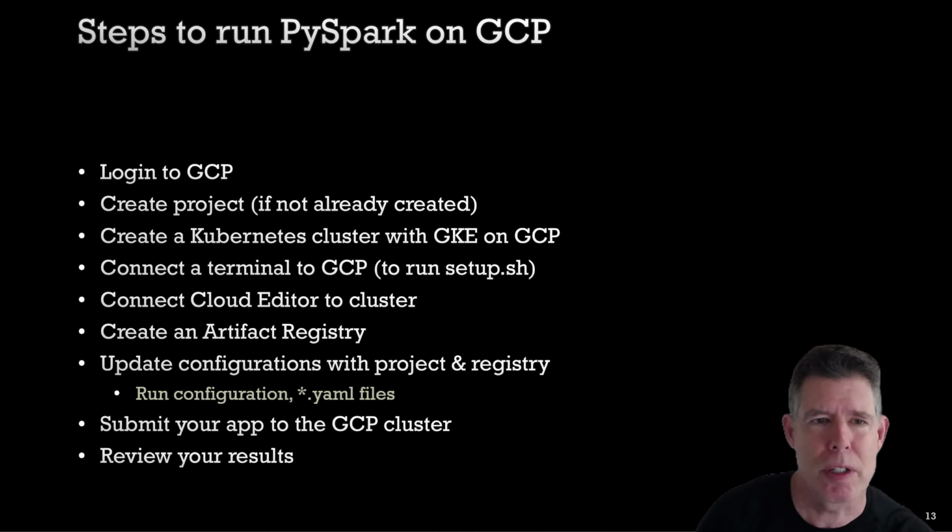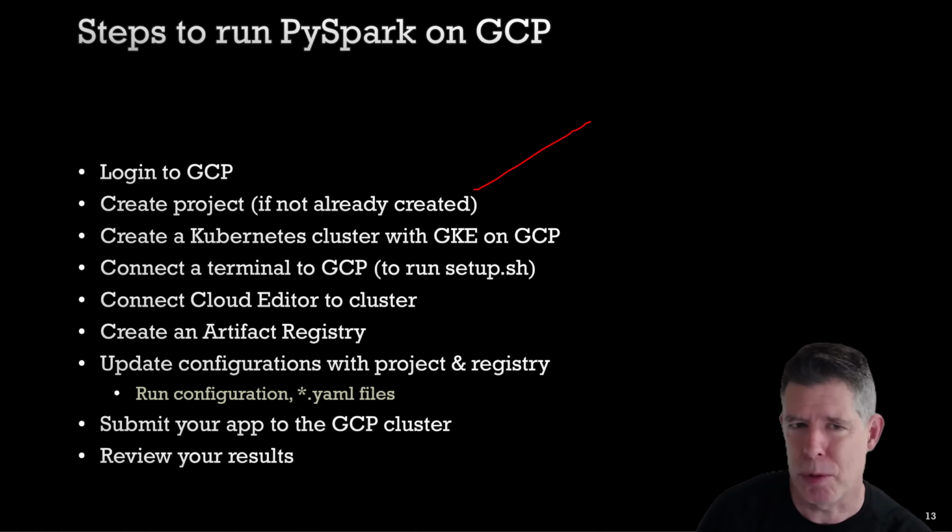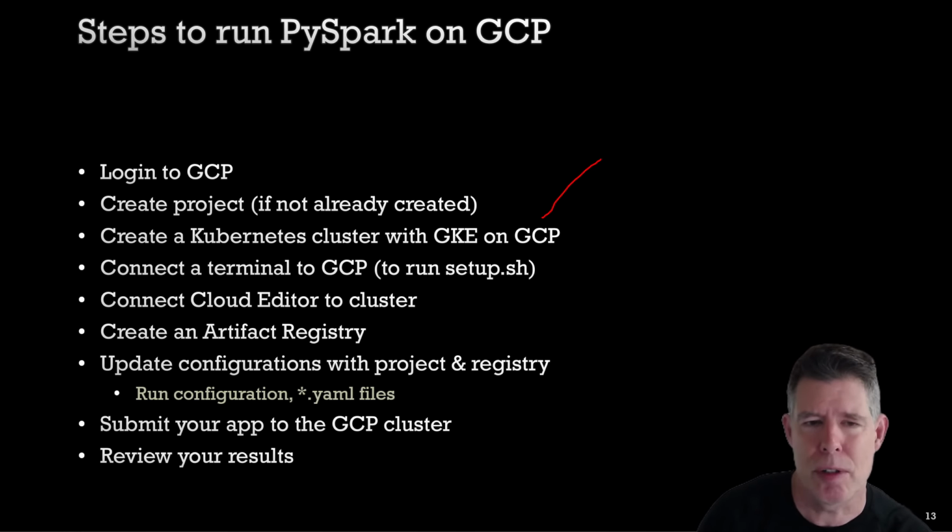These are the steps we're going to go through. If you like my previous videos, they're very similar. I'm going to deploy a PySpark application, and I'm going to log into Google Cloud Platform. I'm going to create a project, so I'm going to start entirely from scratch. I'm going to create a new project. I will go ahead and create a Google Kubernetes Engine cluster. That's a cluster running Kubernetes, and I'll make it a minimal one just so I can demonstrate it. It doesn't cost me a lot of money.